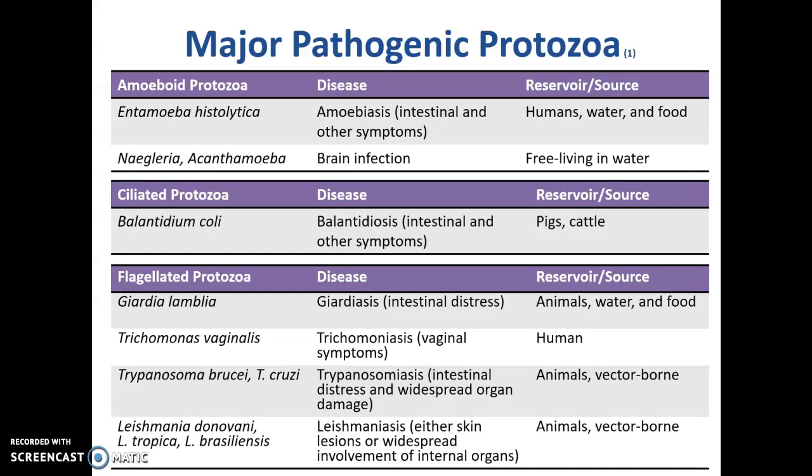So here are some major pathogenic protozoans. I would look over these. The ones that I would be most concerned with are the ones that affect humans. Entamoeba histolytica, I would be familiar with what that causes: the disease amoebiasis. Giardia lamblia causes giardiasis, intestinal distress. Where does it come from? The animals, the water, and the food. Trichomonas vaginalis causes an STD. Trypanosoma brucei and Trypanosoma cruzi. These are going to be major problems if someone gets infected with them.